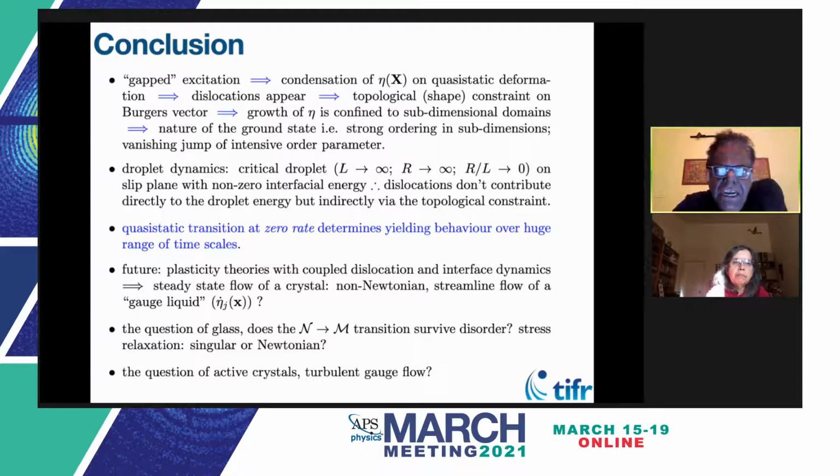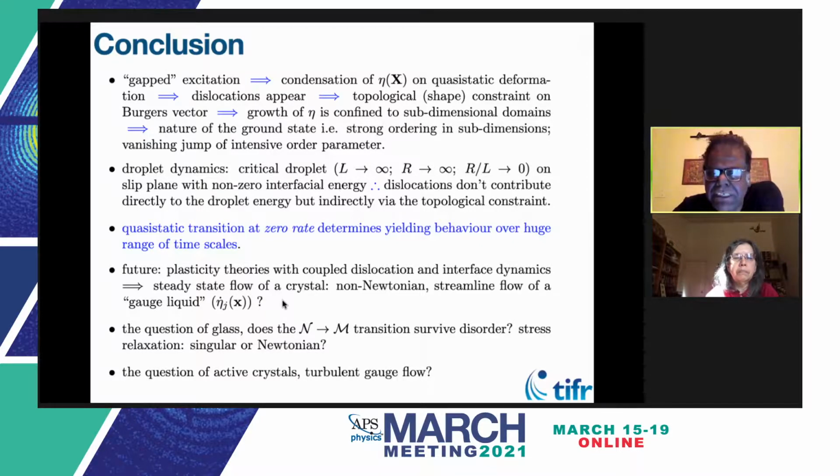Now the question is, where do we go from here? So plasticity theories typically involve only dislocations, but now we see that very naturally dislocations couple to the interface dynamics. So we might be able to write down a new plasticity theory where the steady state flow of a crystal would be the flow of an extremely non-Newtonian but streamlined flow of something which you can call the gauge liquid, where the velocities will be replaced by the time derivative of this order parameter. So this is something that we are working on. Of course, this is a fluid where the viscosity diverges as the strain rate goes to 0, because of this essential singularity.